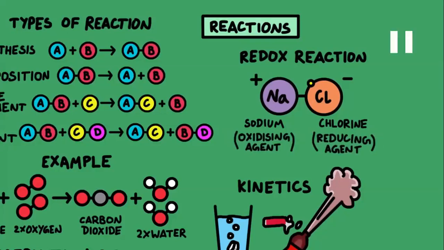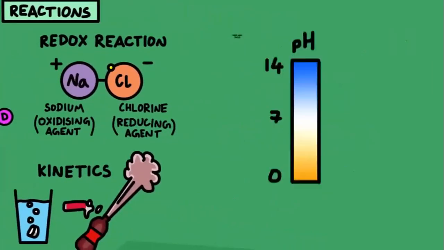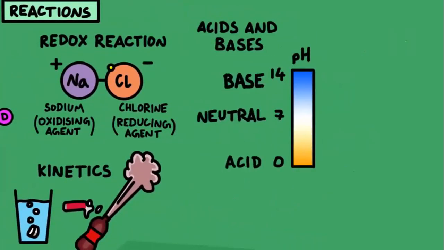Now we need to understand one thing. The element which is helping the other element undergo oxidation is called the oxidizing agent, and the element which is helping the other one undergo reduction is called the reducing agent. Now, another important topic which we need to study is acidity and basicity. Acids and bases on the pH scale.